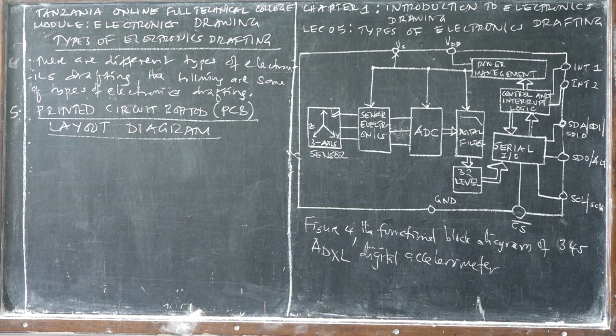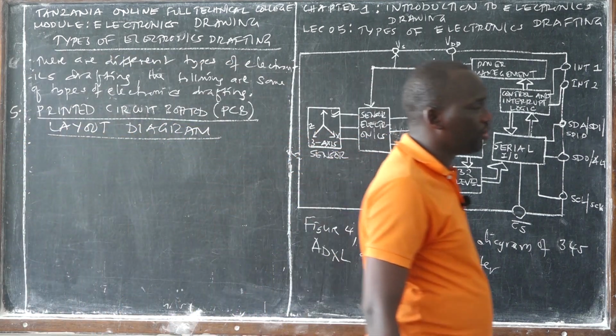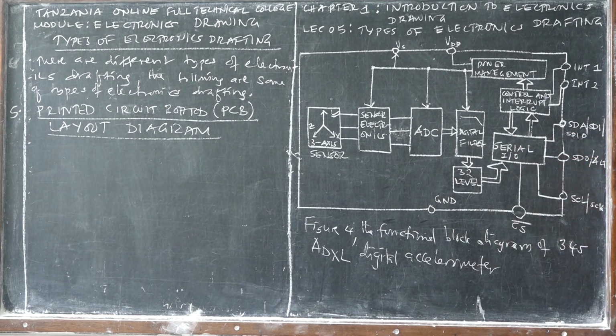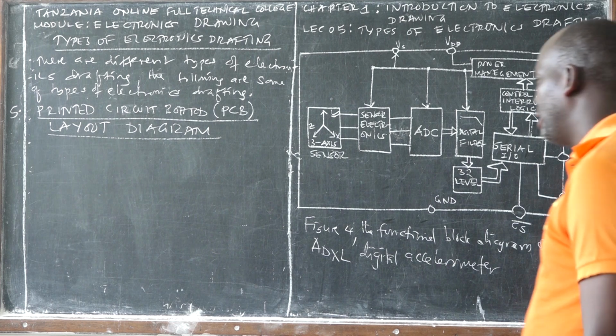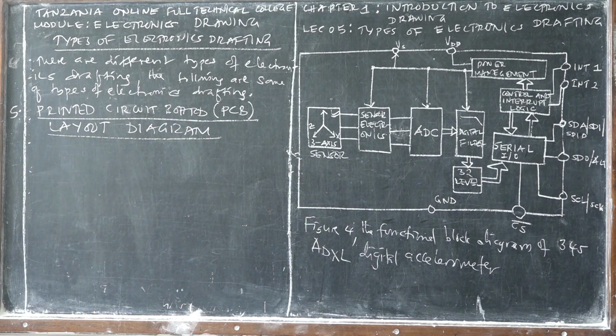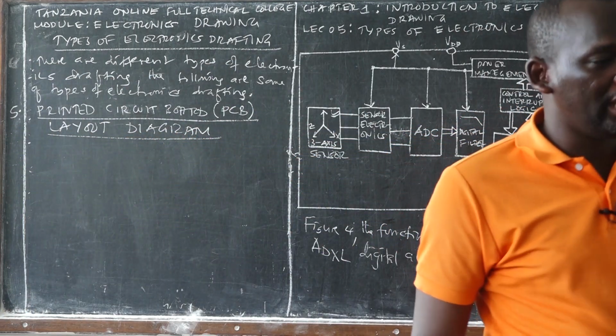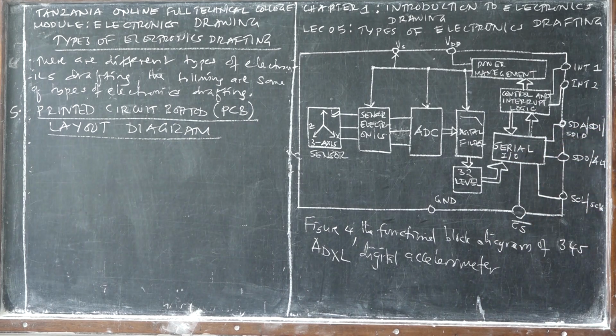The first type of electronics drafting is called the printed circuit board or PCB layout diagram. Say printed circuit board or PCB layout diagram.